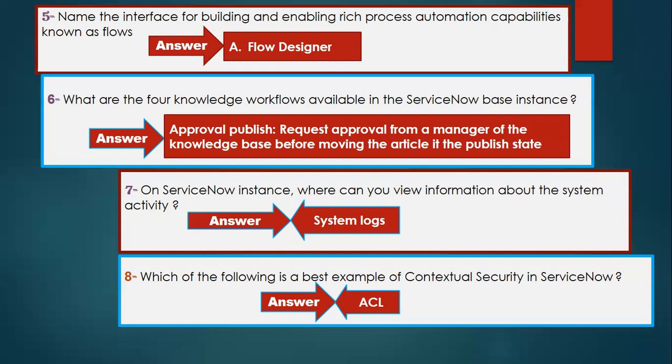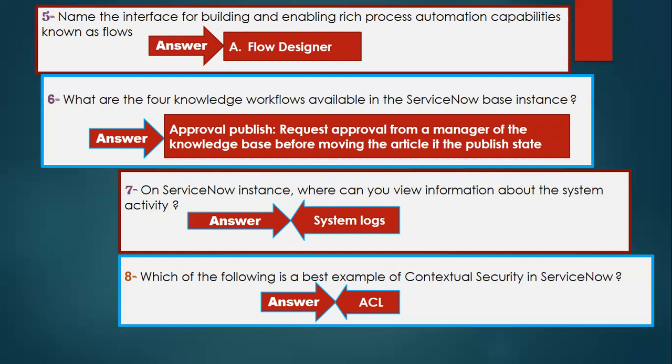The option might be stats.do, when you type it into the application filter navigator. You will get all the details about your instance, like which version, what nodes, and other things. You can find the details over there. But in this question, it should be system logs. Now moving toward question number 8.